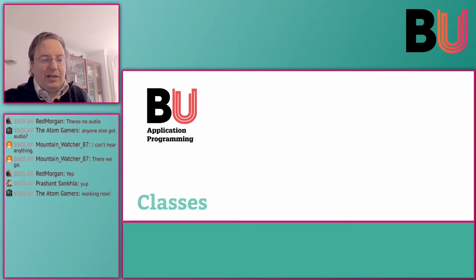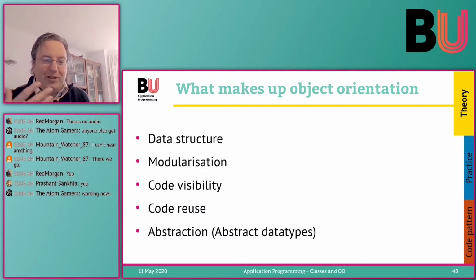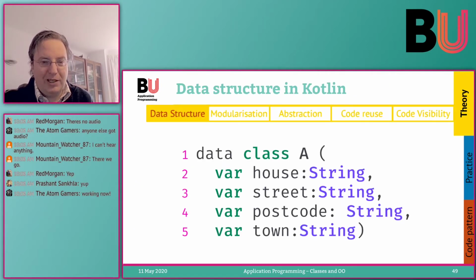Classes are a particular kind of type, very common obviously in object orientation. They combine a number of different concepts from programming. In particular, they define a data structure. They support modularization. They allow for code visibility, code reuse, and abstraction. So let's go a little bit through those.